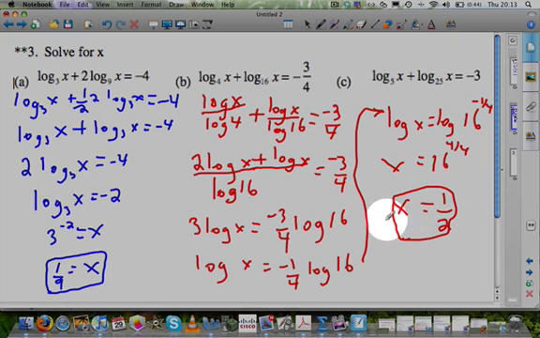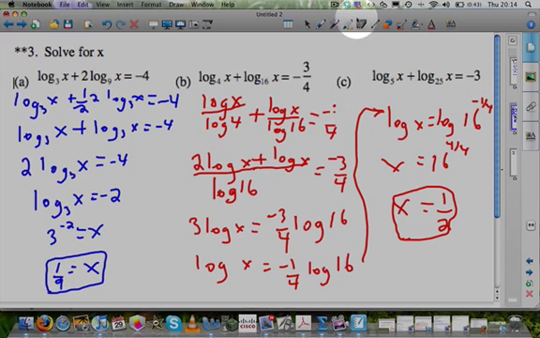Okay, so that's a method using the change of base. Alright, then you can see it takes a bit more work, but possibly is a little bit more formulaic, and you can understand where it's coming from there. I'm going to do part C now.